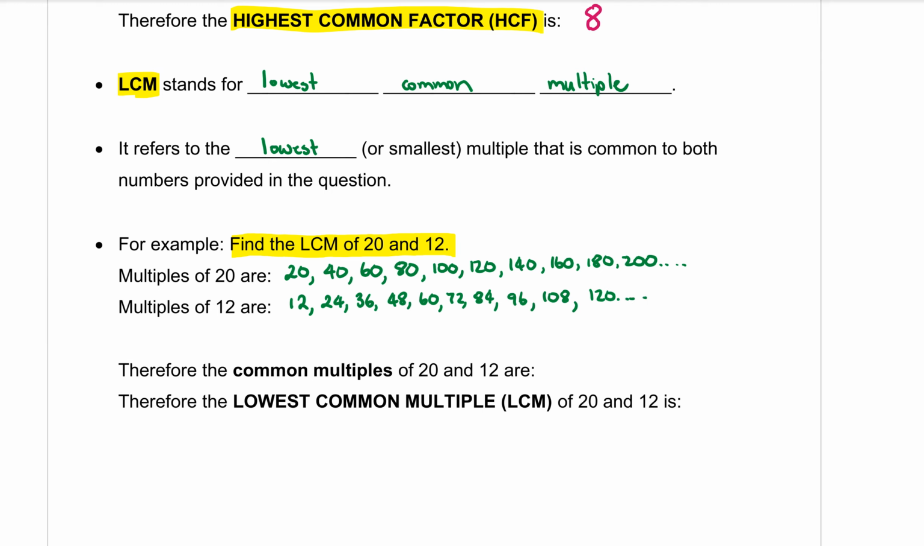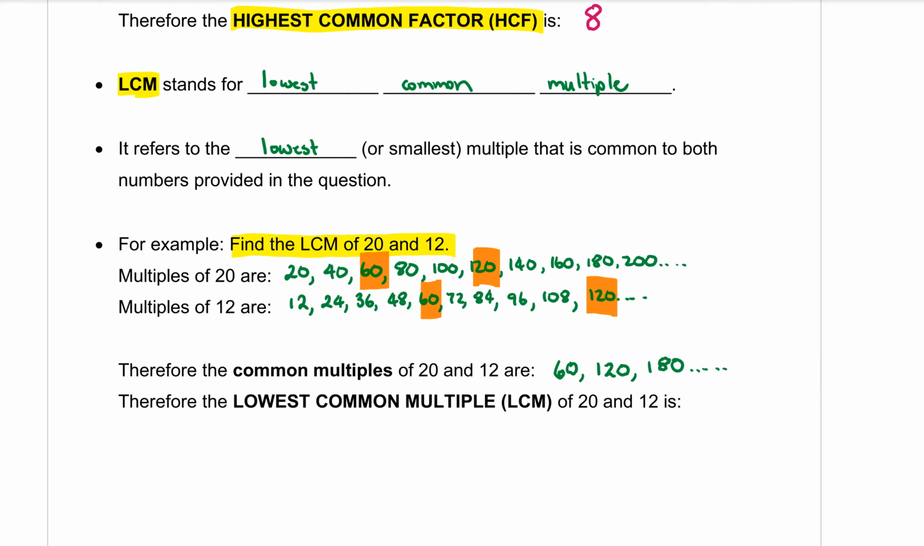So now we're looking for the common numbers in each list. So we've got 20, but that doesn't happen in both of them. 40 doesn't have it in both of them. 60 does. And then the next one to happen in both is the 120. So therefore the common multiples of 20 and 12 are, the first one was 60, the next one is 120. You could probably predict that the third one would be another 60 on from there, which is 180, and there'd be more after that as well.